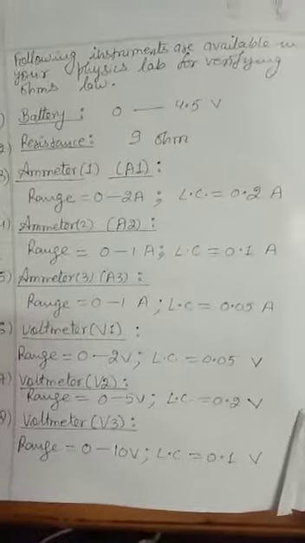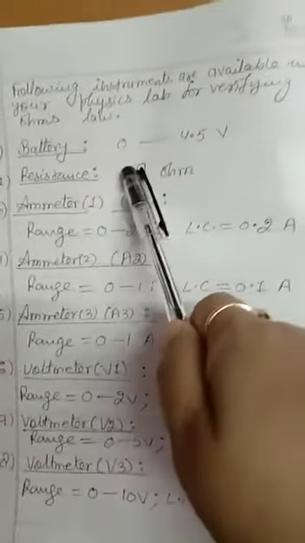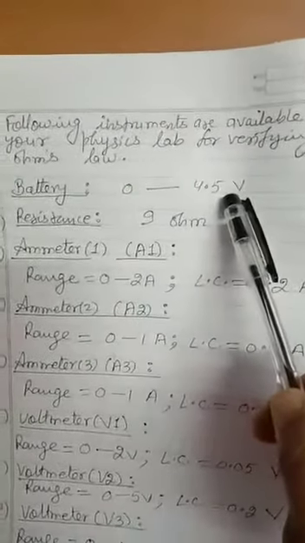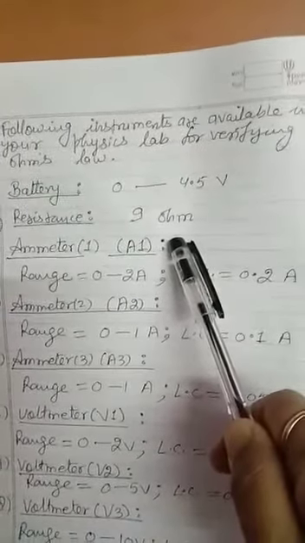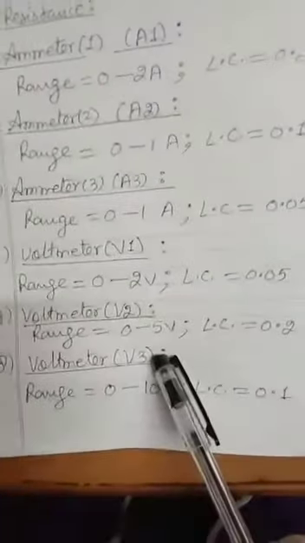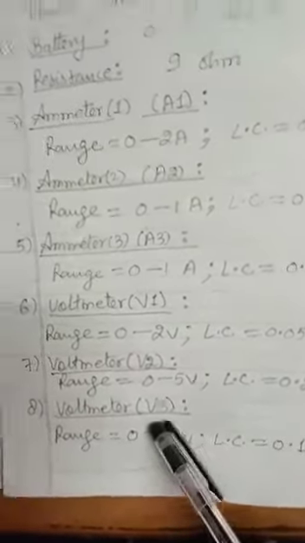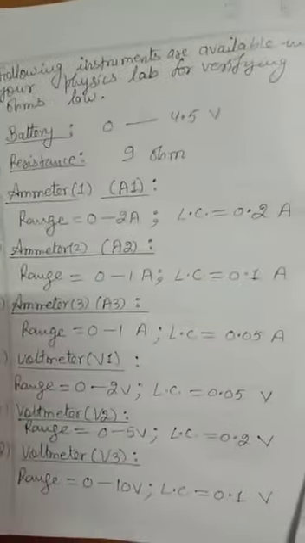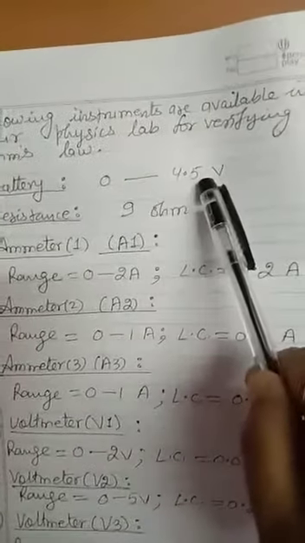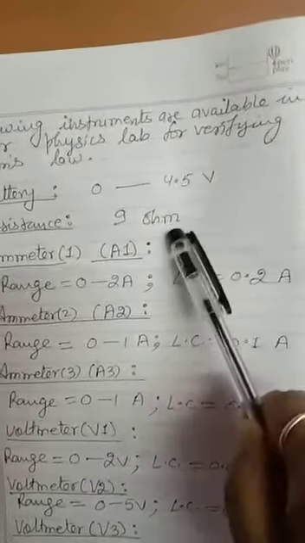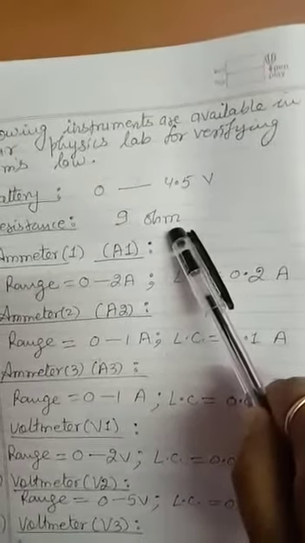And now, one more last question. Say we have a collection and we have to select instruments from it. For example, we have to perform the experiment of Ohm's law and we have a battery of 0 to 4.5 volt. The resistance, we know, is 9 ohm, and we have 3 ammeters whose range and least count are given, and 3 voltmeters whose least count and range are also given. The question asks which ammeter and voltmeter we should prefer. In this case, the maximum voltage is 4.5 and the resistance is 9, so the maximum current will be 0.5 ampere.